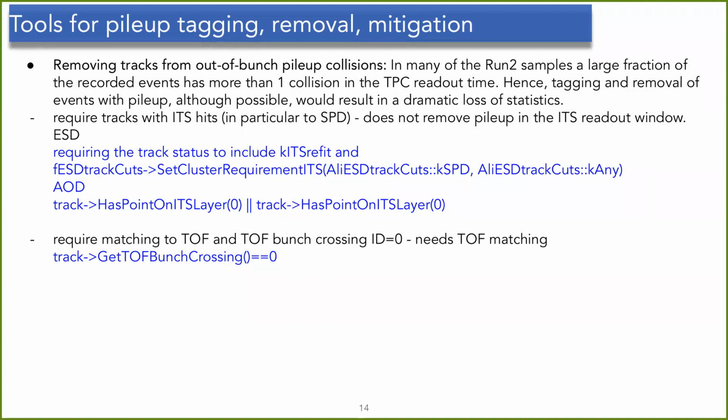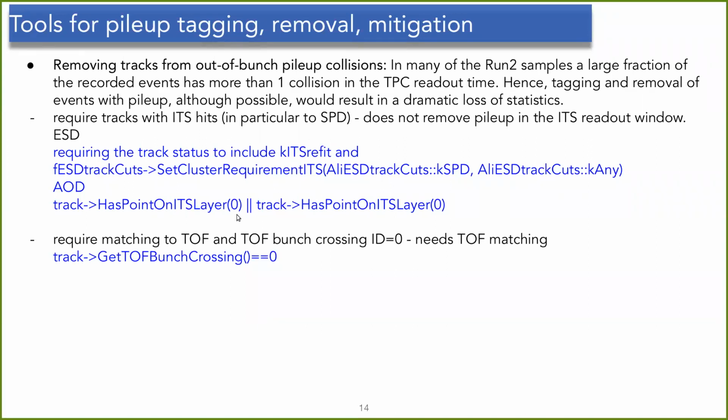In addition to that, you also need to put the condition on the SPD that your track needs at least one hit in the SPD. You can do it by putting SetClusterRequirementITS. Here the argument is the detector name, which detector you want to include. I have mentioned that we need to include the SPD, that is why you put SPD. In the second argument, you put how many clusters you require from the SPD. Generally we put just any, meaning at least one cluster from the SPD. In this way, one can reject the tracks coming from the pileup event.